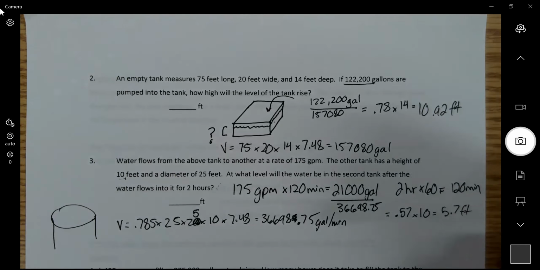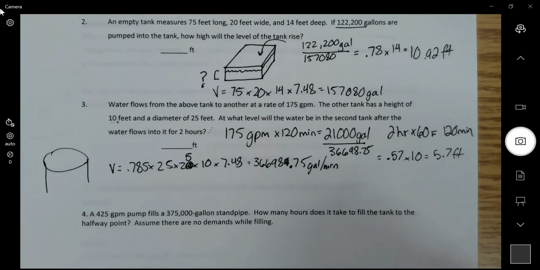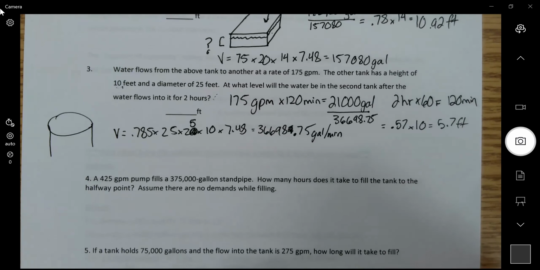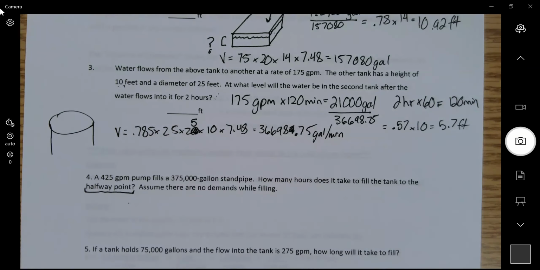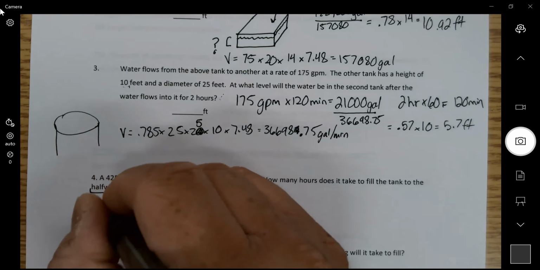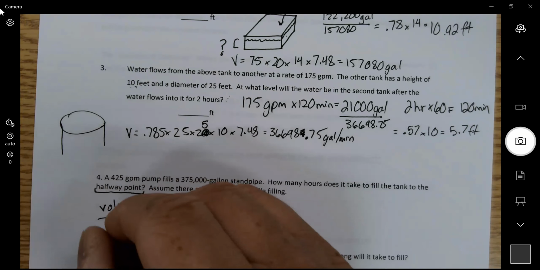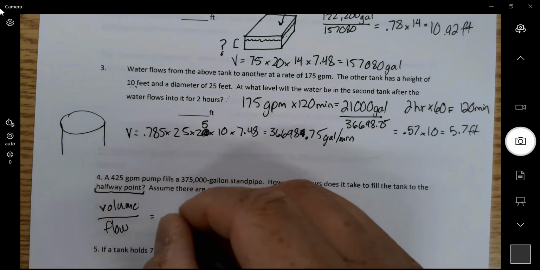All right. A 425 gallon per minute pump fills a 375,000 gallon standpipe. How many hours does it take to fill the tank to the halfway point? So when reading questions, be very careful, because the devil is in the details here. I'm not filling the whole tank. I'm only filling it halfway, right? So if you remember, there was a formula: volume divided by flow equals time.